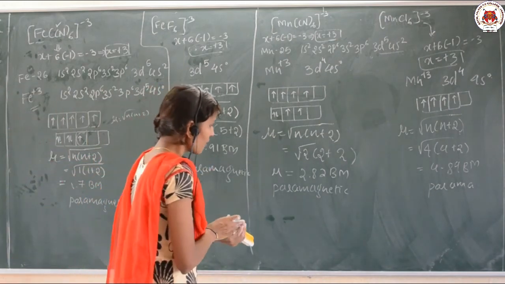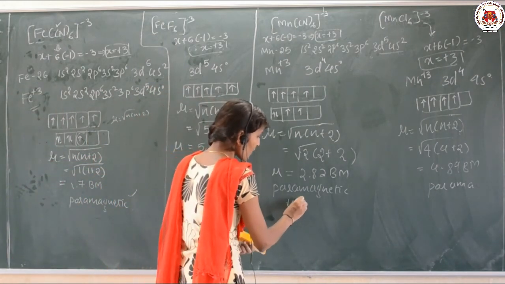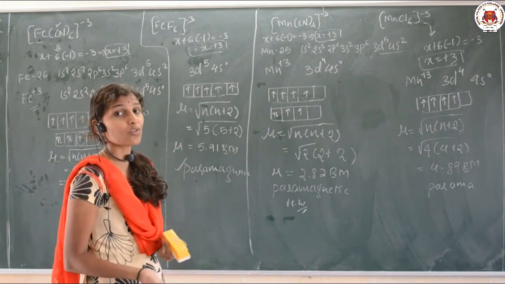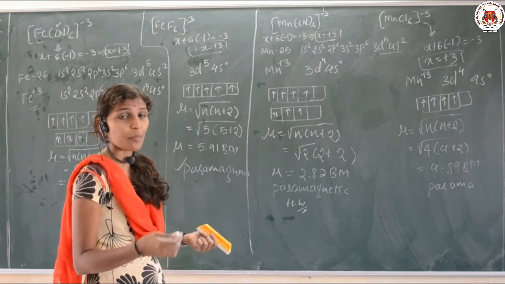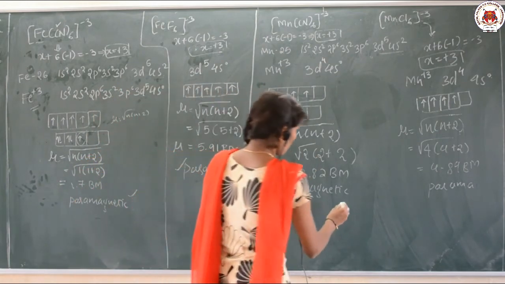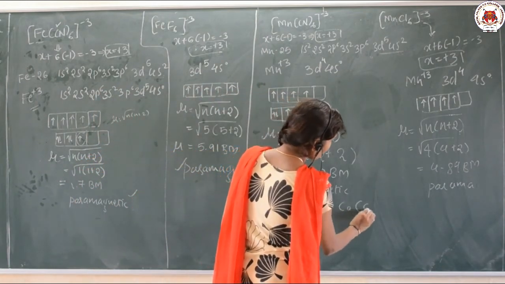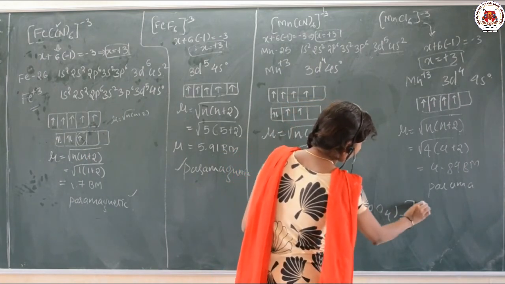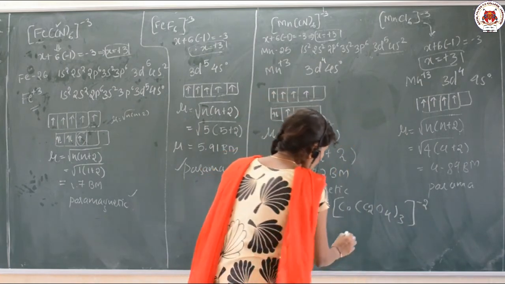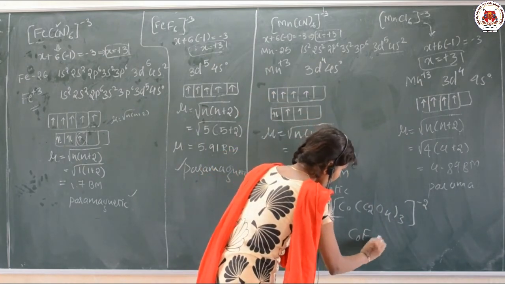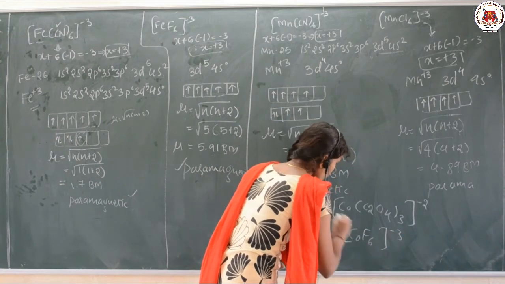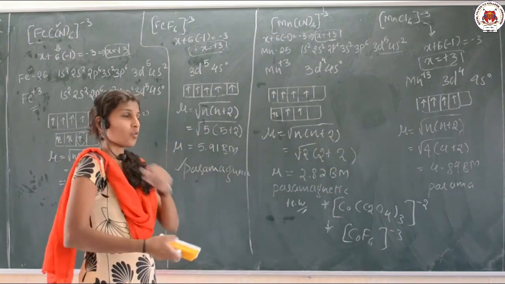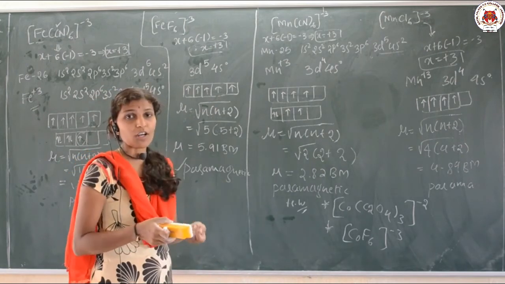And here I will give you 2 examples as homework. If you understood this concept, you can say whether those complexes are diamagnetic or paramagnetic. The first example is cobalt, -2, and one more example is cobalt F6, -3. These 2 you can take as homework and solve like this. Predict whether it is diamagnetic or paramagnetic.